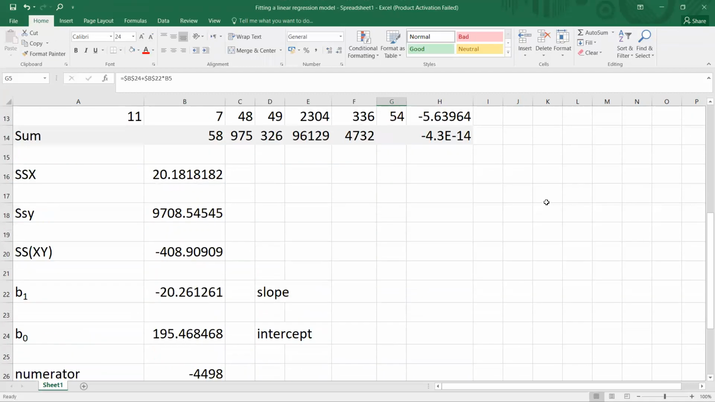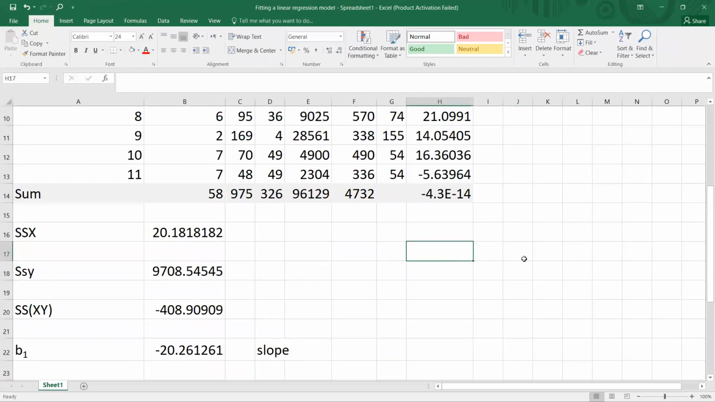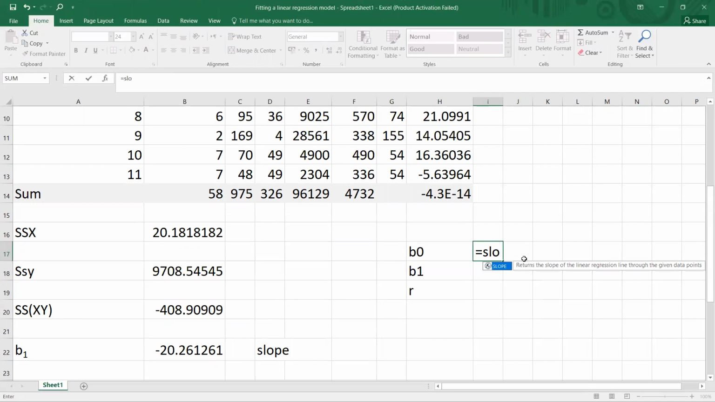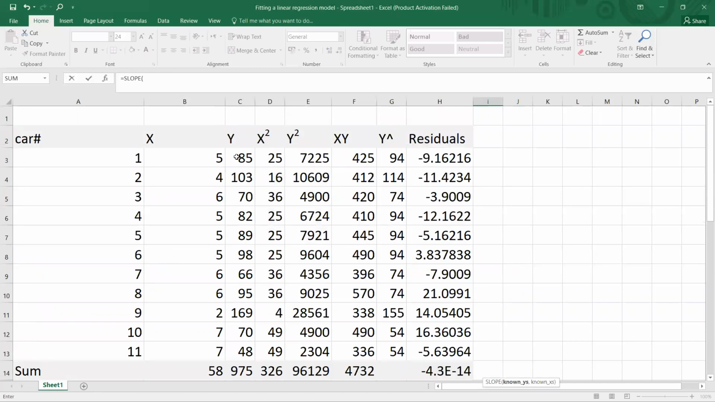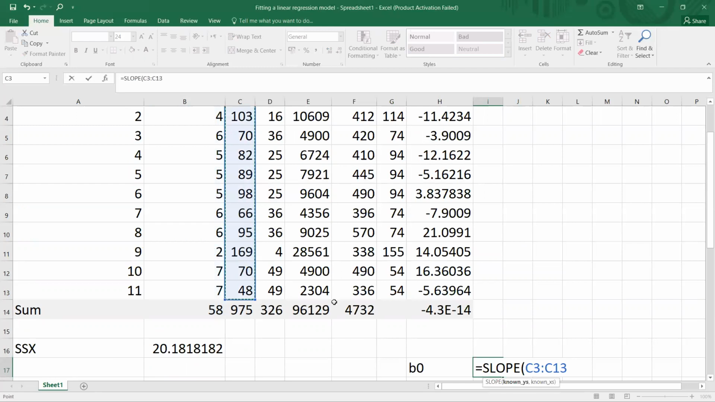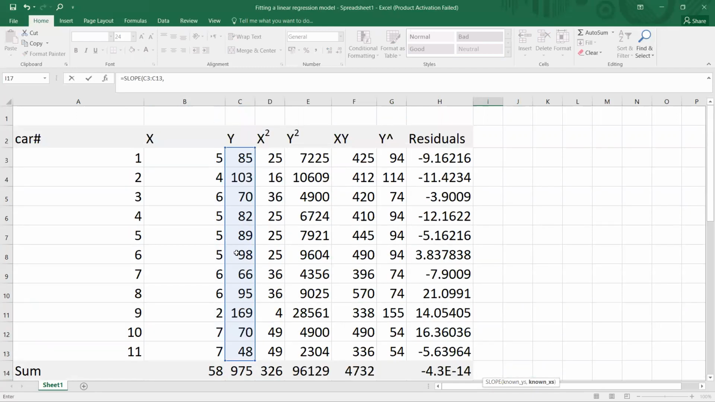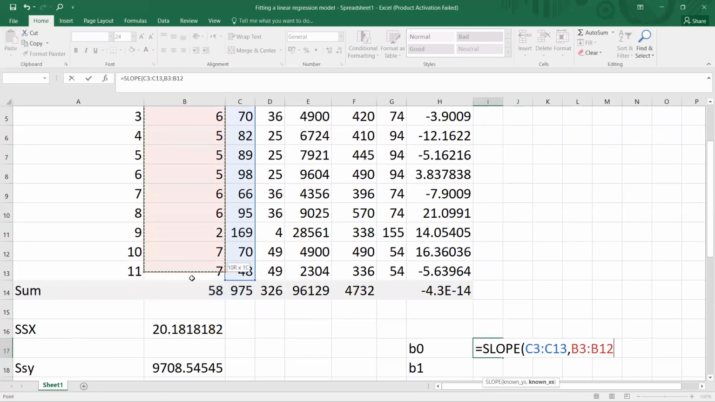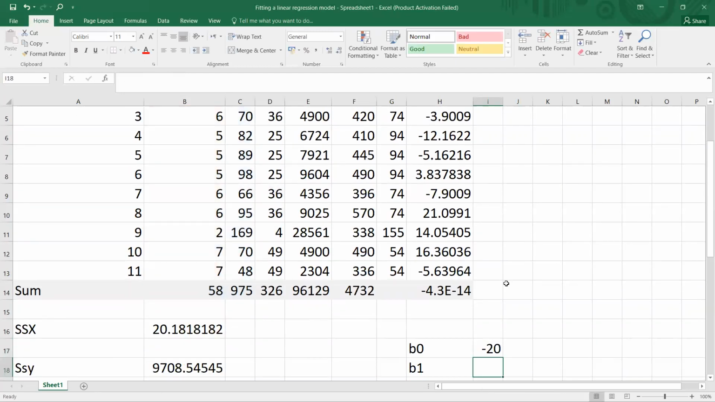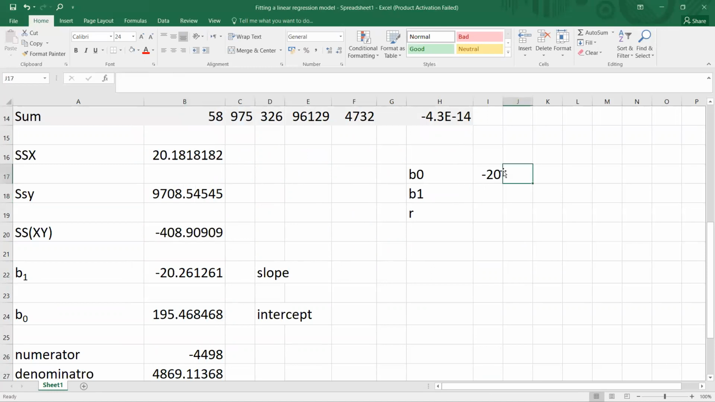There are functions in Excel that can be used directly for the values of beta naught, beta 1 and R. These three can also be computed with the help of Excel functions, the SLOPE function. You have to put the values of y first and the values of x then. That is necessary. These are the values of y, comma, these are the values of x. You can see slope is minus 20, it is verified.